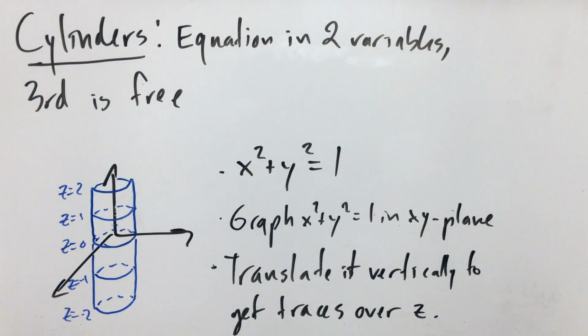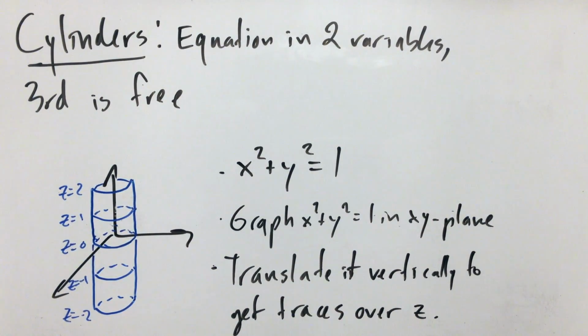So how can we get something that looks like this? Well, generally, a cylinder is going to be an equation in two variables where the third variable is free. So this guy just looks like, if I take a bunch of horizontal cross sections, the same circle translated up and down. That suggests that z can be whatever it wants to be, and x and y have some sort of relationship to each other. And here I've just decided to choose the circular cross sections to have radius 1.